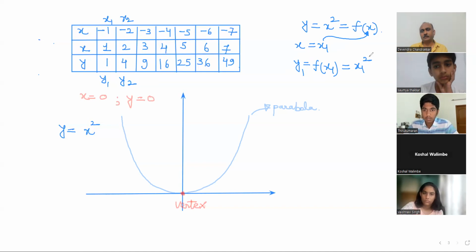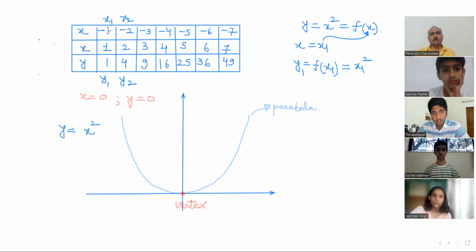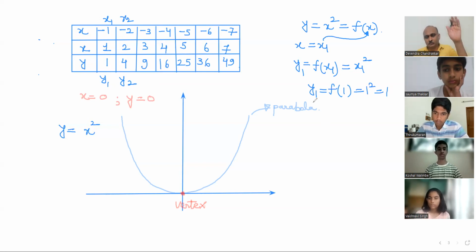y1 will be x1 square. Now you substitute the value here. What is x1? x1 is 1. So y1, when x1 is 1, is equal to 1 square, which is 1. Yes or no? Yes, sir.